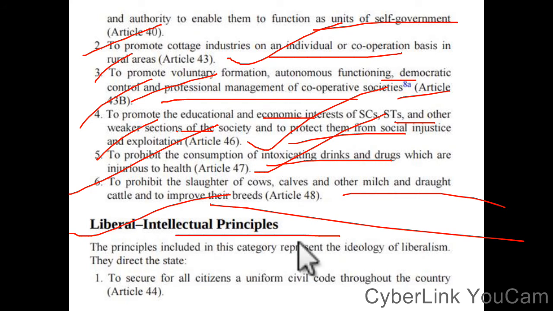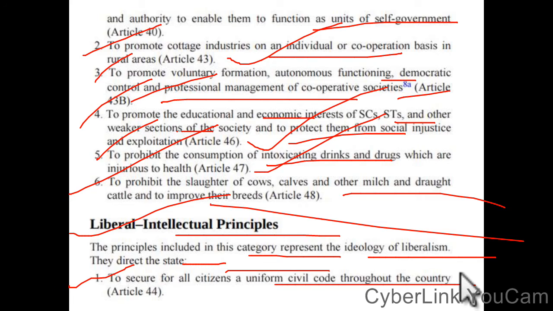Liberal intellectual principle. The principle included in this category is the ideology of liberalism. It directs the state to secure for all citizens a uniform civil code throughout the country, Article 44.